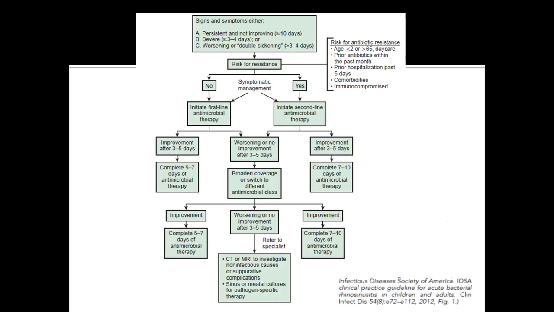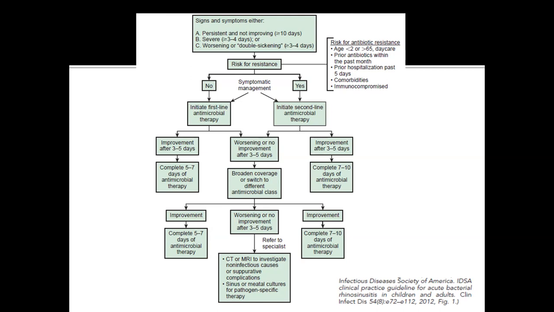So this is the suggested protocol by the Infectious Diseases Society of America. As we saw, if there is persistent and not improving symptoms, or if there are severe symptoms, or there is worsening, there is double sickening, initially showing a brief period of improvement and then worsening. We also should evaluate for the presence of risk factors like age less than 2 years, attending daycare, prior exposure to antibiotic within the past 1 month, or prior hospitalization, presence of immunocompromised status. If the answer to these is yes, then we can start on antimicrobial therapy. Otherwise, we can wait with symptomatic management and then initiate a first line antibiotic therapy.